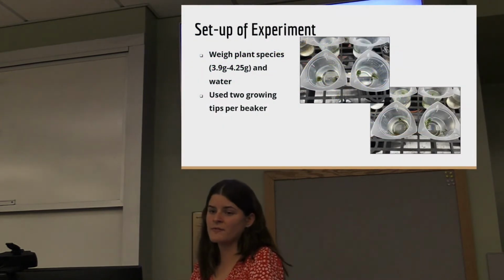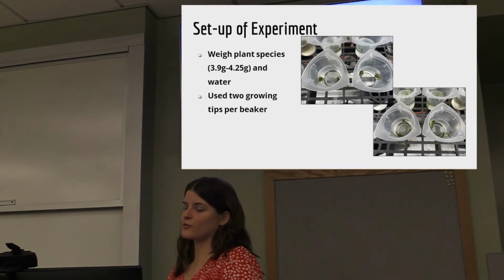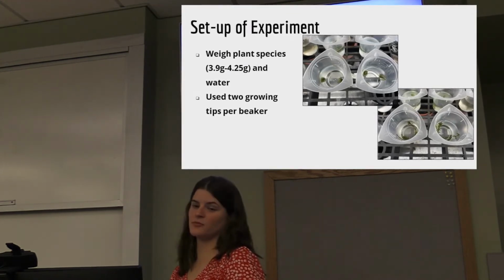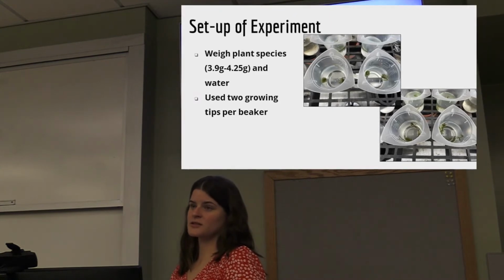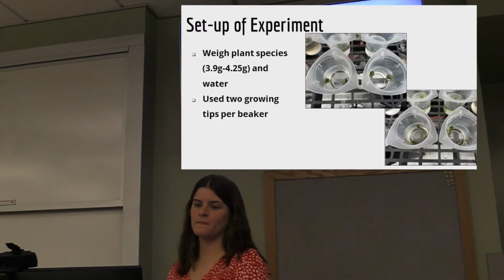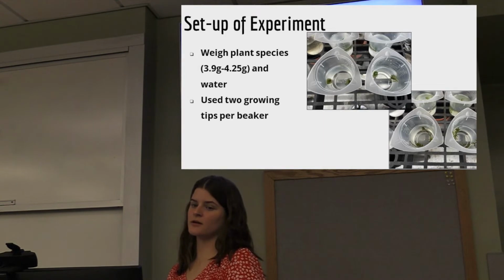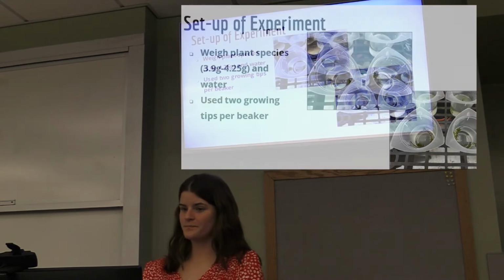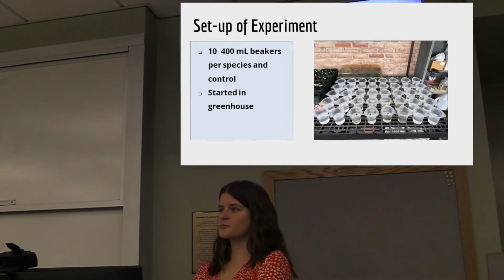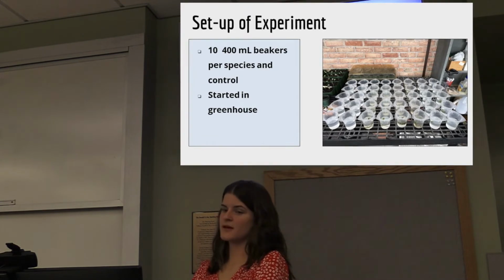So for the setup of my experiment, I weighed the plants at around 3.9 to 4.25 grams and added equal amounts of water to my beakers. For each of the species, I added 2 of those growing tips that I weighed, which were pretty small, which is why we added 2 to each of my beakers. So in total, I had 20 growing tips per species. So I had 10 400 milliliter beakers per species and control, which equaled 40 beakers for my experiment.